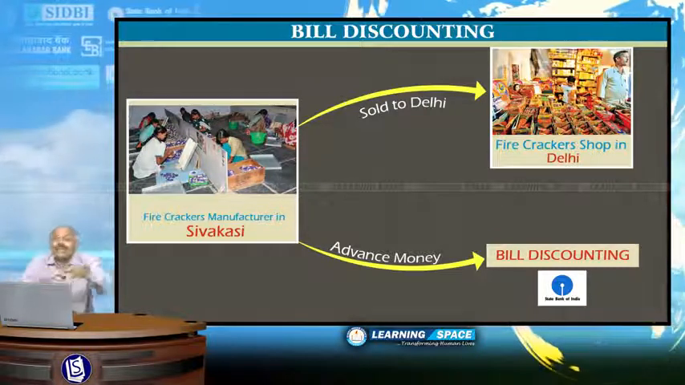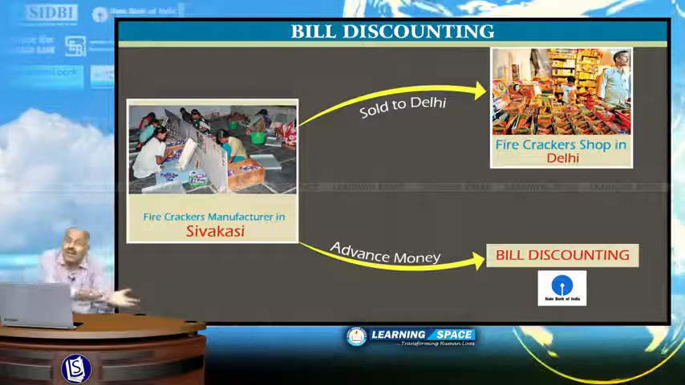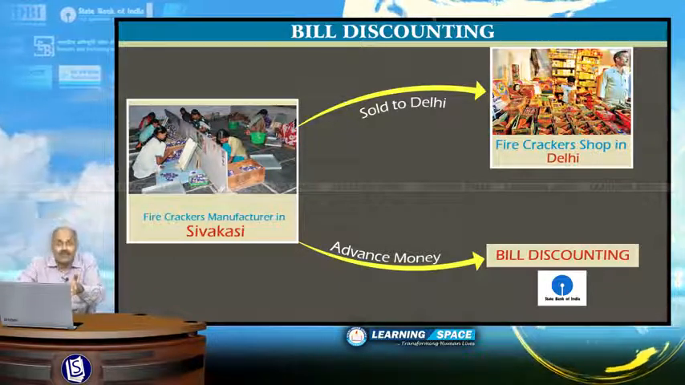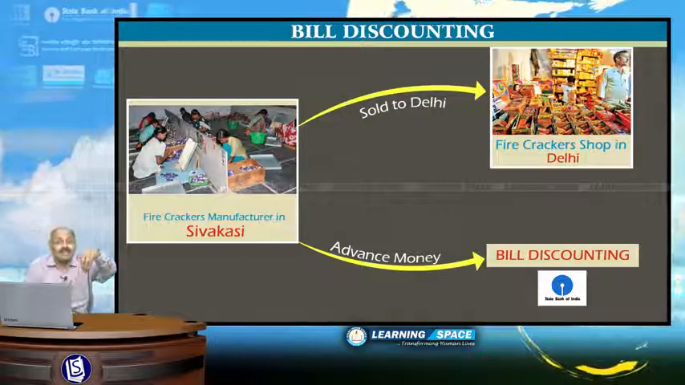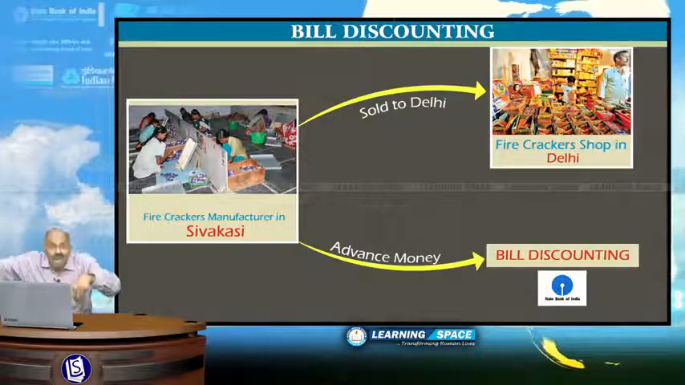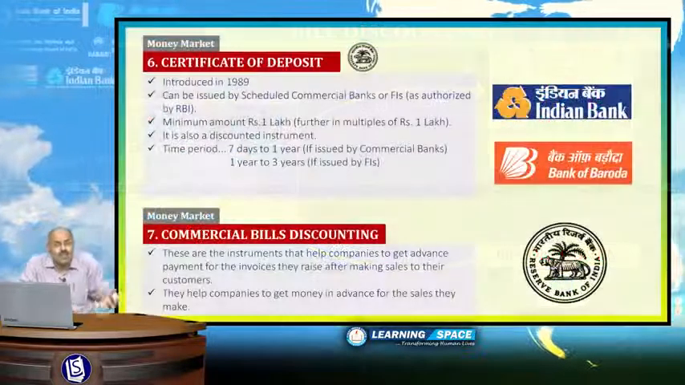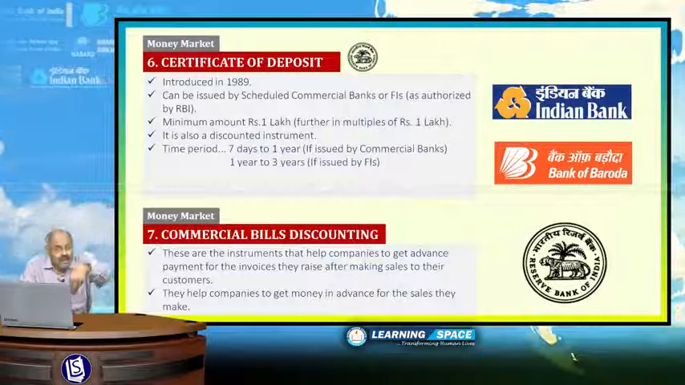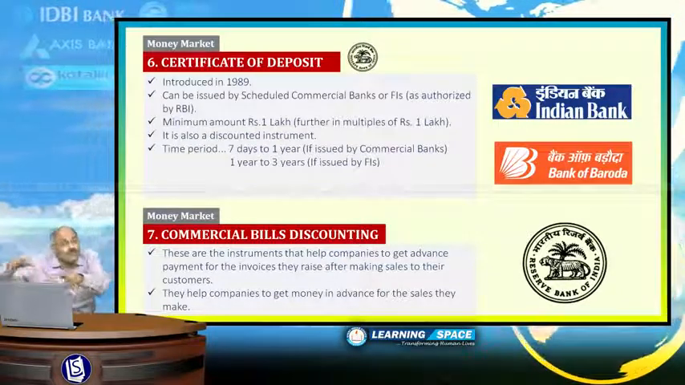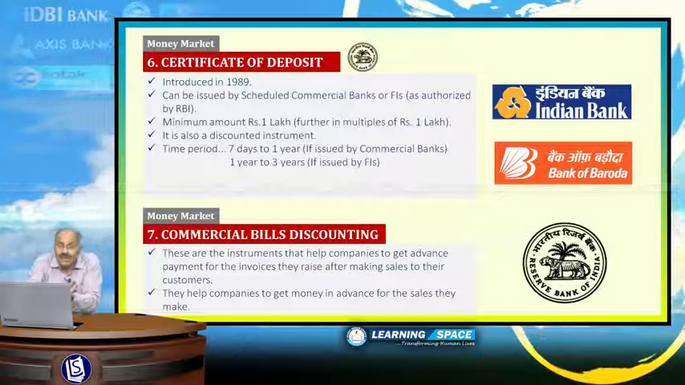This is with a view to ease the financial position of the firecracker firm at Shivakasi. So the basic point I would like to convey is, commercial bills are basically, by producing the bills, they will get advance money from banks. So this is also money market instrument, because the advance money they will pay back within 1 month or 15 days. So this is also a case of this money market.